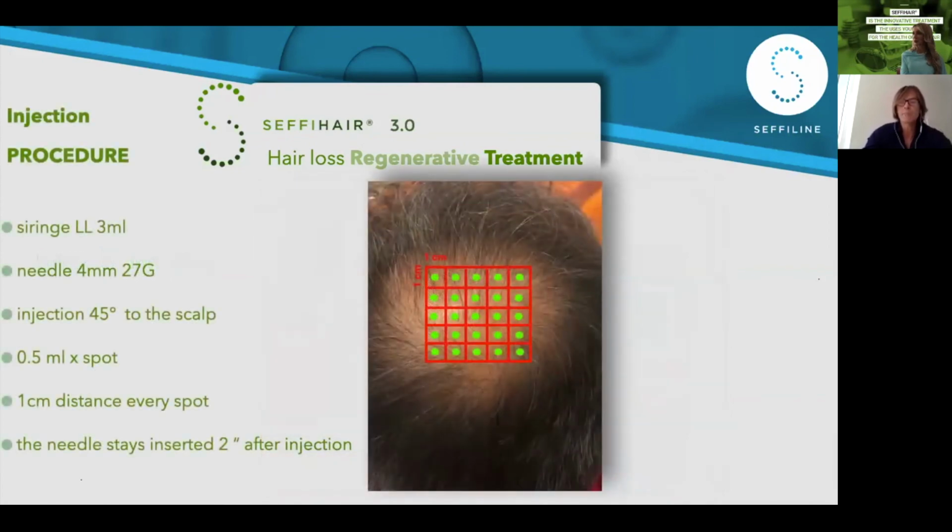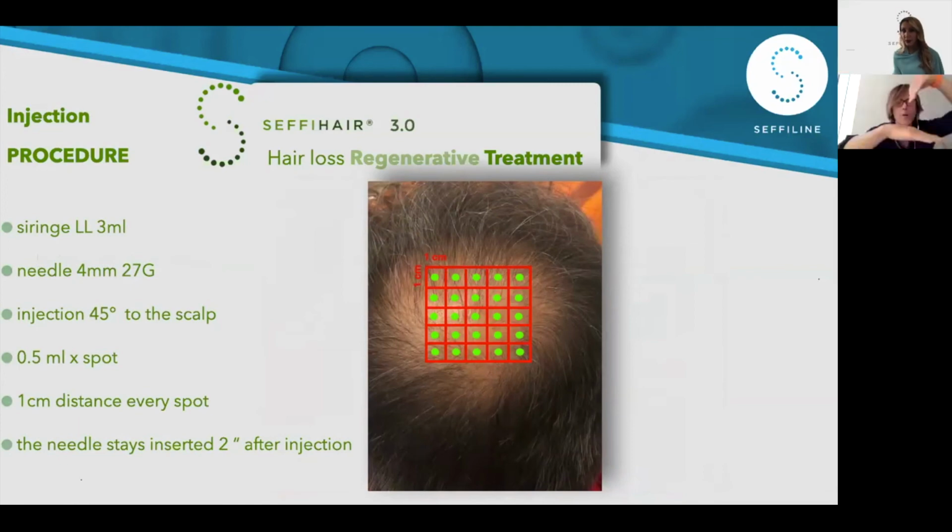Some annotations for the procedure: you use a syringe that is inside the kit, and you use the needle, 4 millimeters in length, 27 gauge, that is inside the kit. The injection is at 45 degrees to the scalp, so it is not perpendicular, but a little bit at 45 degrees. You inject more or less 0.5 ml of tissue per spot, with 1 centimeter distance between spots. And another important trick: after you inject, you wait more or less 2 seconds before extracting the syringe.